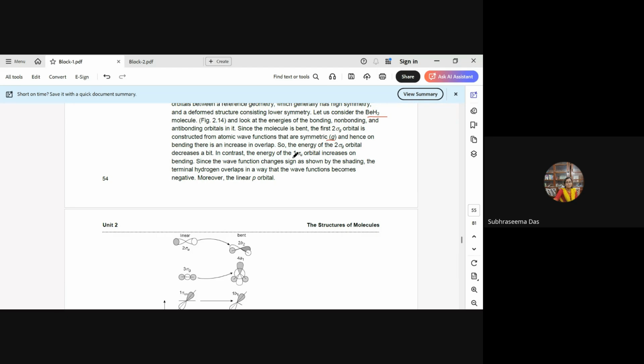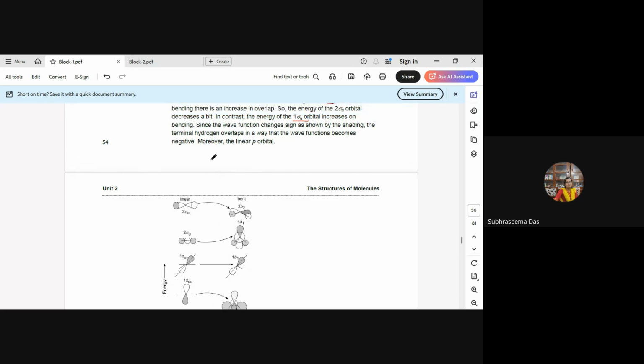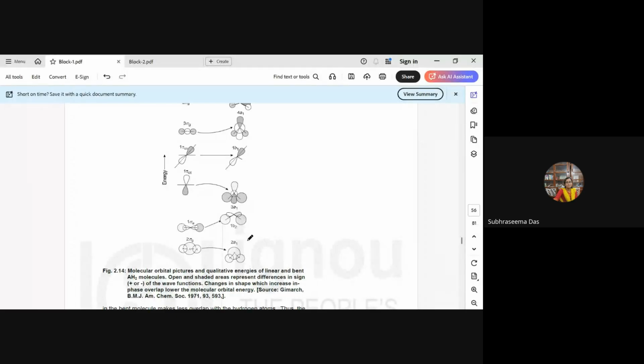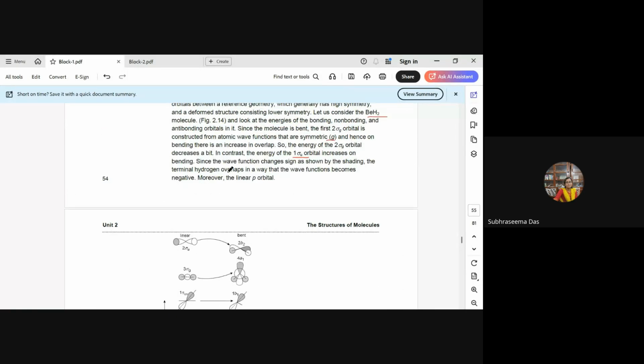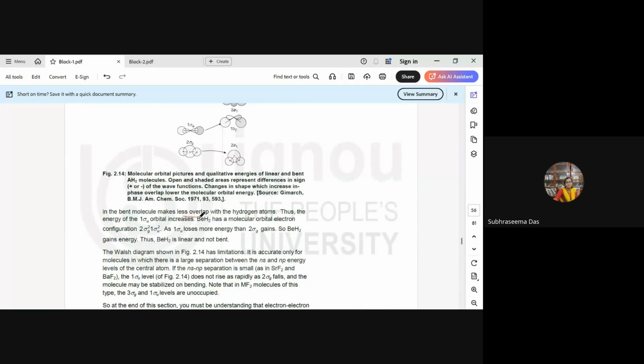In contrast, when we consider the energy of 1 sigma u, that is the 1 sigma ungerade orbital, then it increases on bending. We know this is antisymmetric and it is written as 1 sigma u, and it increases on bending because the wave function changes, here the sign has been changed. Here we can see the shading, the change in sign has been represented by shading. The hydrogen overlaps in such a way that the wave becomes negative. Moreover, we know that the linear p orbital, in the bent molecule, makes less overlap with the hydrogen atoms, thus the energy of the 1 sigma u orbital increases.